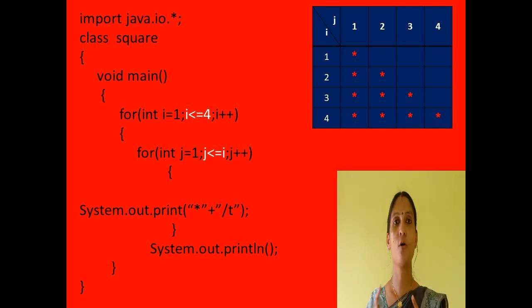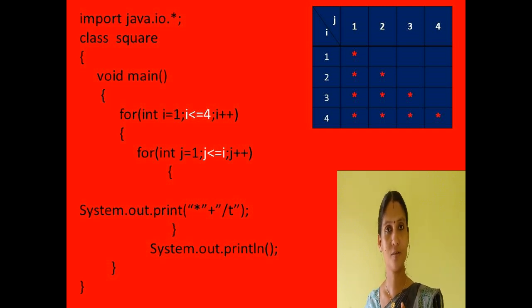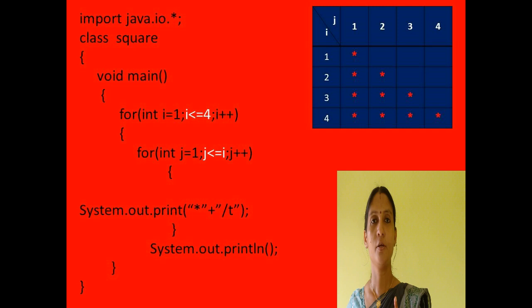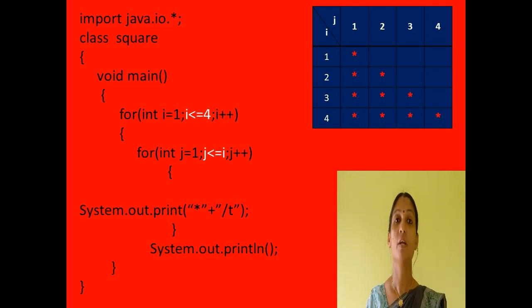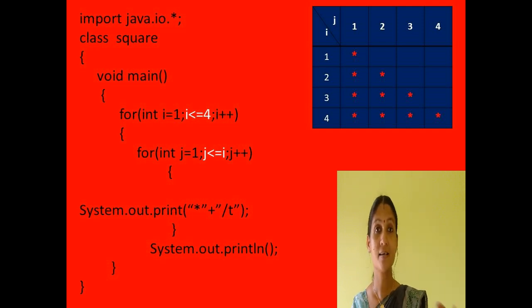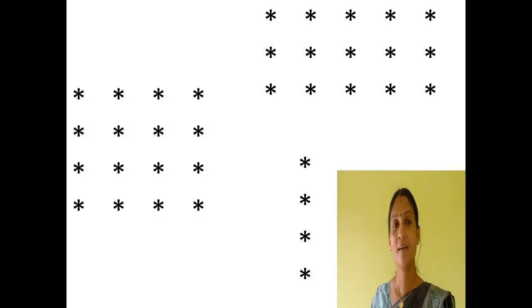And again it will go to 3. The value of i is equal to 3. Then 3 1, 3 2, 3 3. 3 stars you will get. Again it will go to 4: 4 1, 4 2, 4 3, 4 4. You will get 4 elements. See the shape? You will get a triangle in this form. Like this way you can create square, rectangle and triangle.